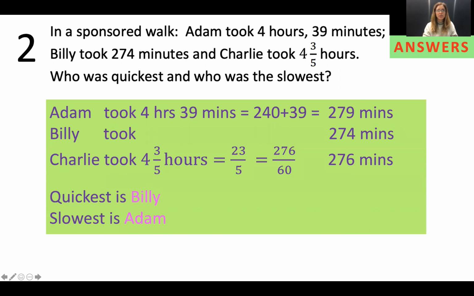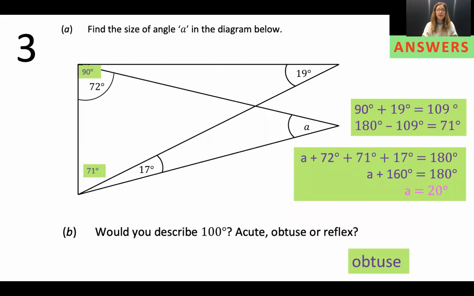Okay, final question coming up, our triangle. So let's look at what we've got. We had a little square here which told us that that was a right angle, which is 90 degrees. So if I look at my top triangle here, I've got 90 degrees, I've got 19 degrees, so I can add those together, subtract from 180 to give me my 71 degrees down here.